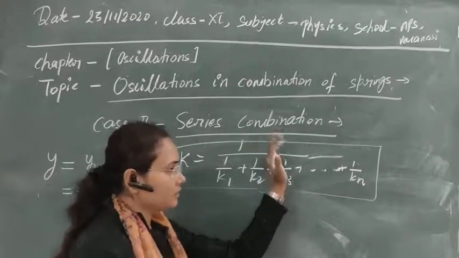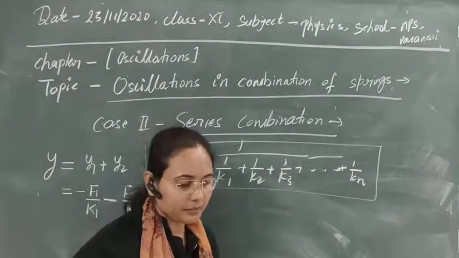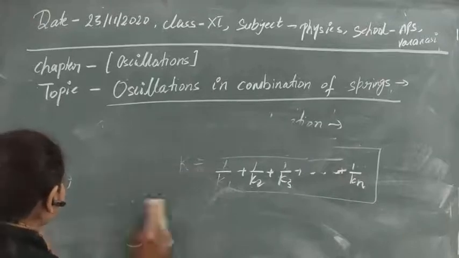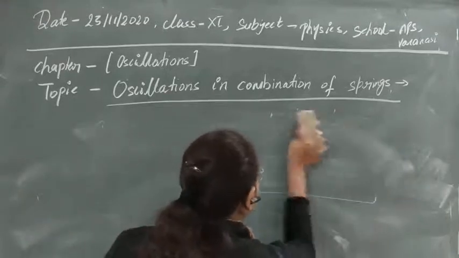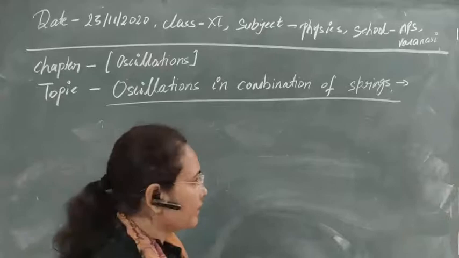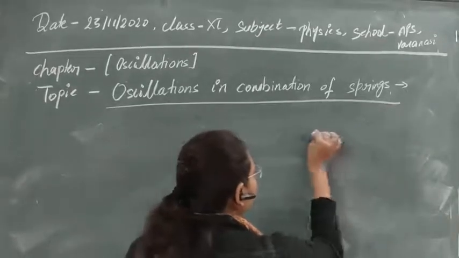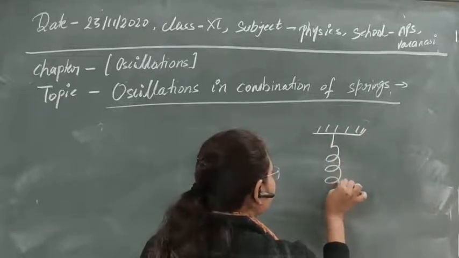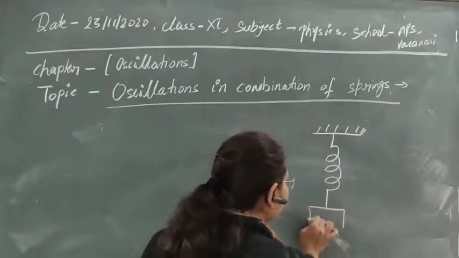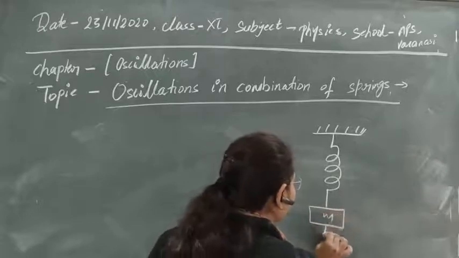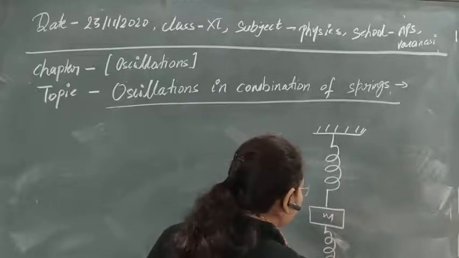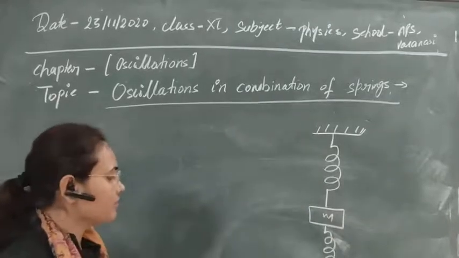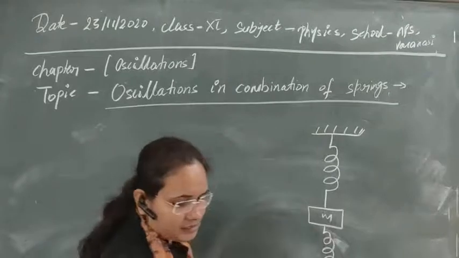If those two combinations are clear to you, then let's see one more way to combine two springs. This is the third case. Suppose there is a piston, and this is spring 1, and we are connecting the mass in between these two springs. This is one more way to combine the springs.